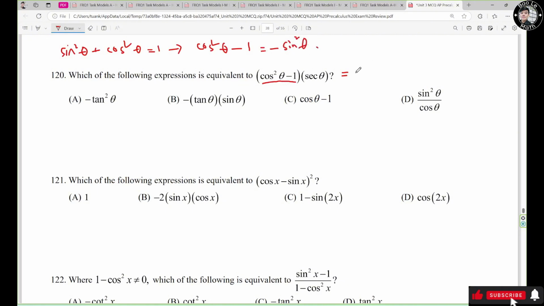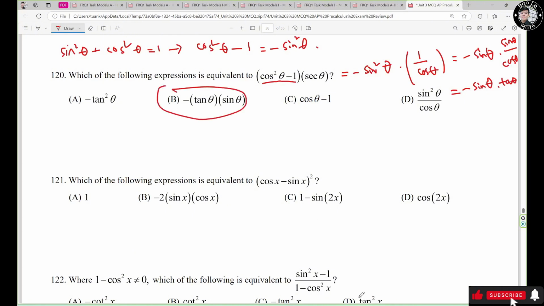So this one right here can be written as negative sine square theta times secant, which is going to be 1 over cosine theta. Sine square theta I just rewrite as negative sine theta times sine theta over cosine theta. So I'm going to simplify this one and this one right here. So I have negative sine theta times sine theta over cosine theta, which is going to be negative sine theta times tangent theta. So the answer must be B.